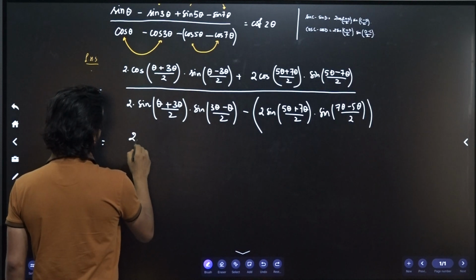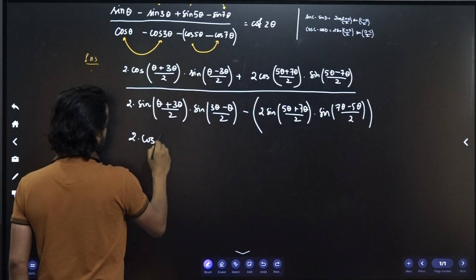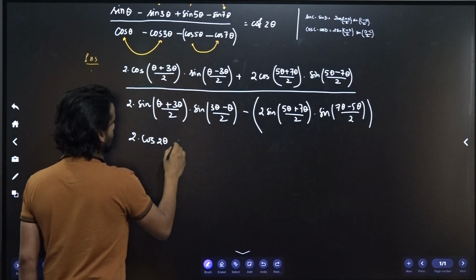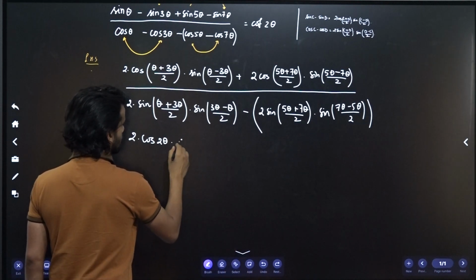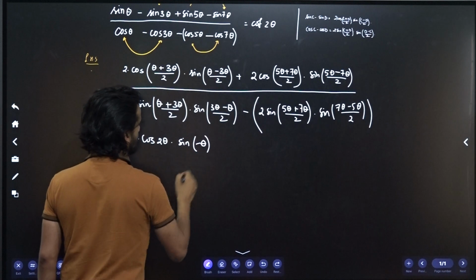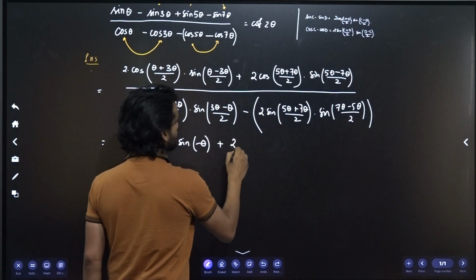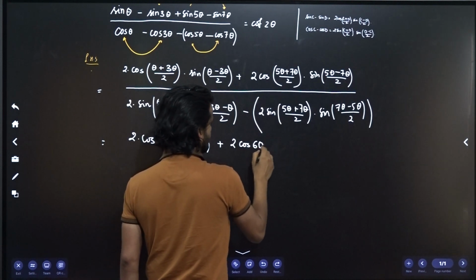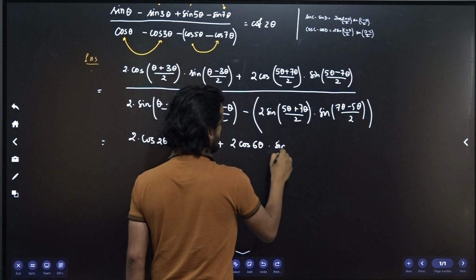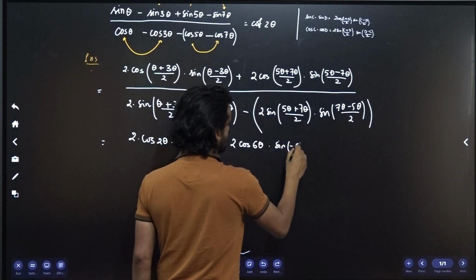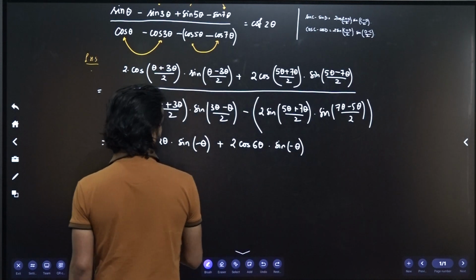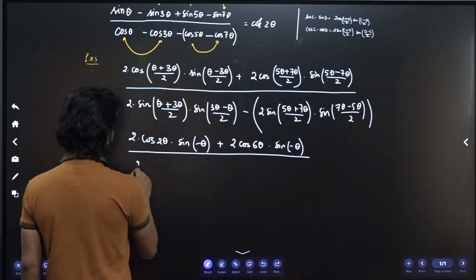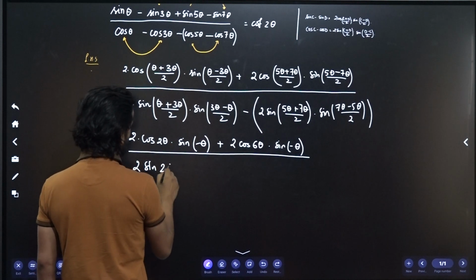Now, 2 cos 2 theta into sin minus theta, and minus sin theta. Plus 2 cos 6 theta, since 7 theta plus 5 theta is 12 theta, divided by 2 is 6 theta, into sin minus theta. Whole divided by 2 sin 2 theta, sin theta.